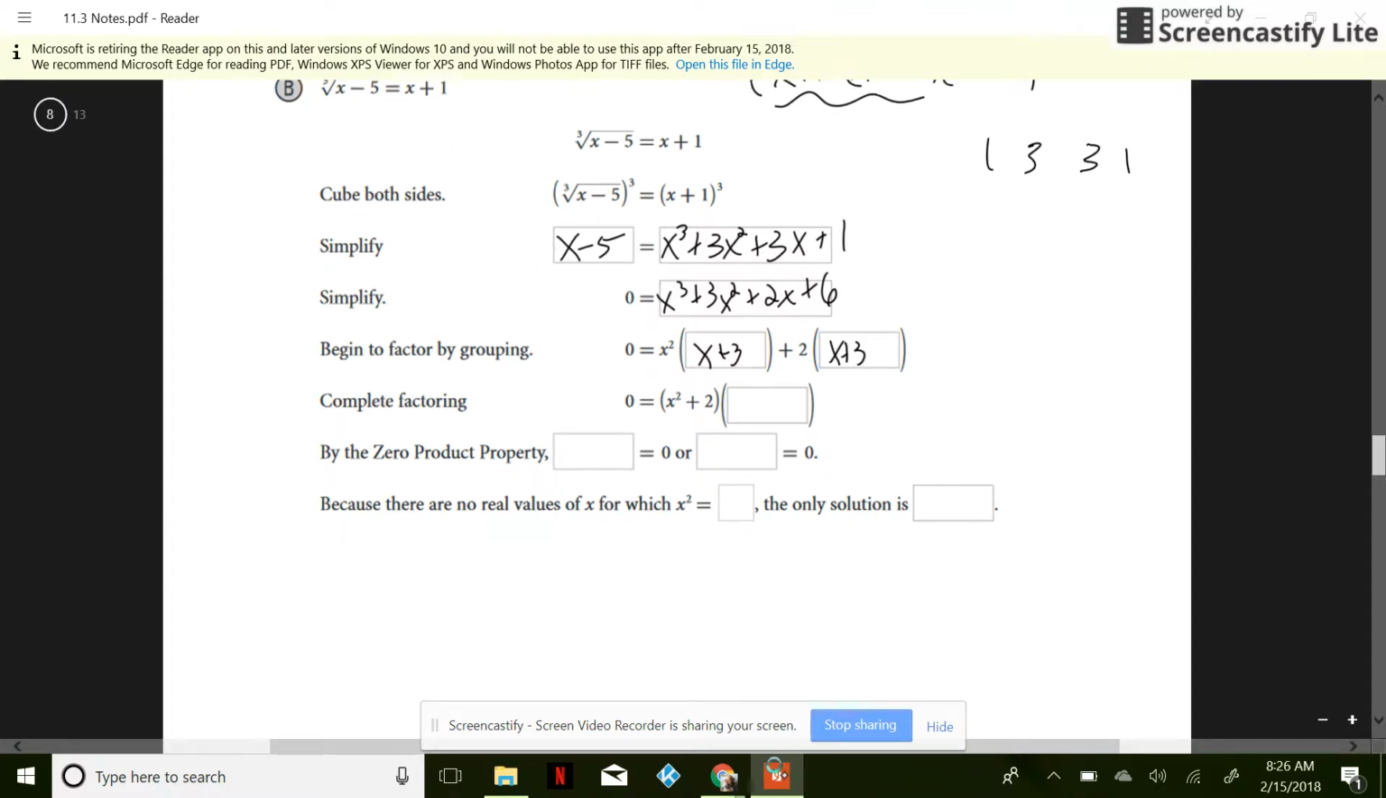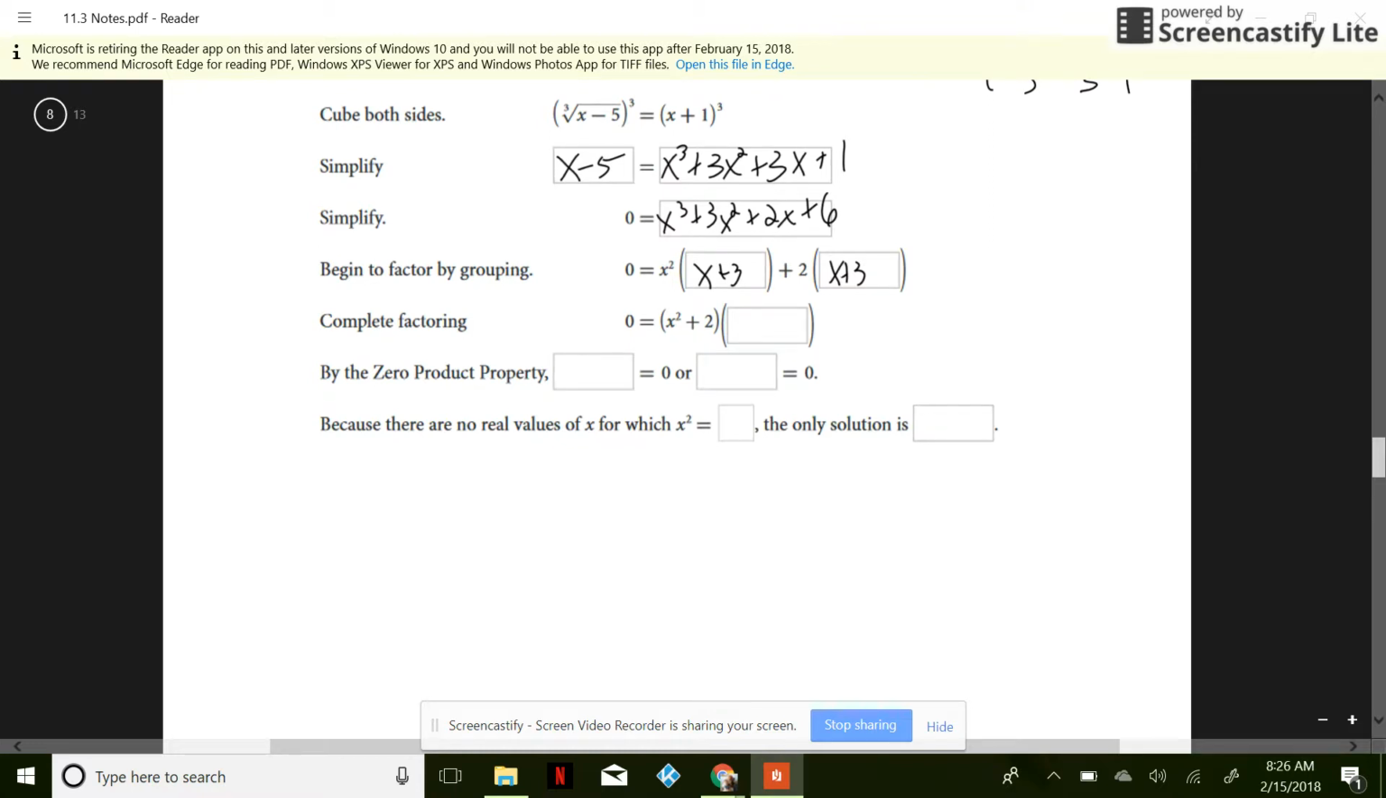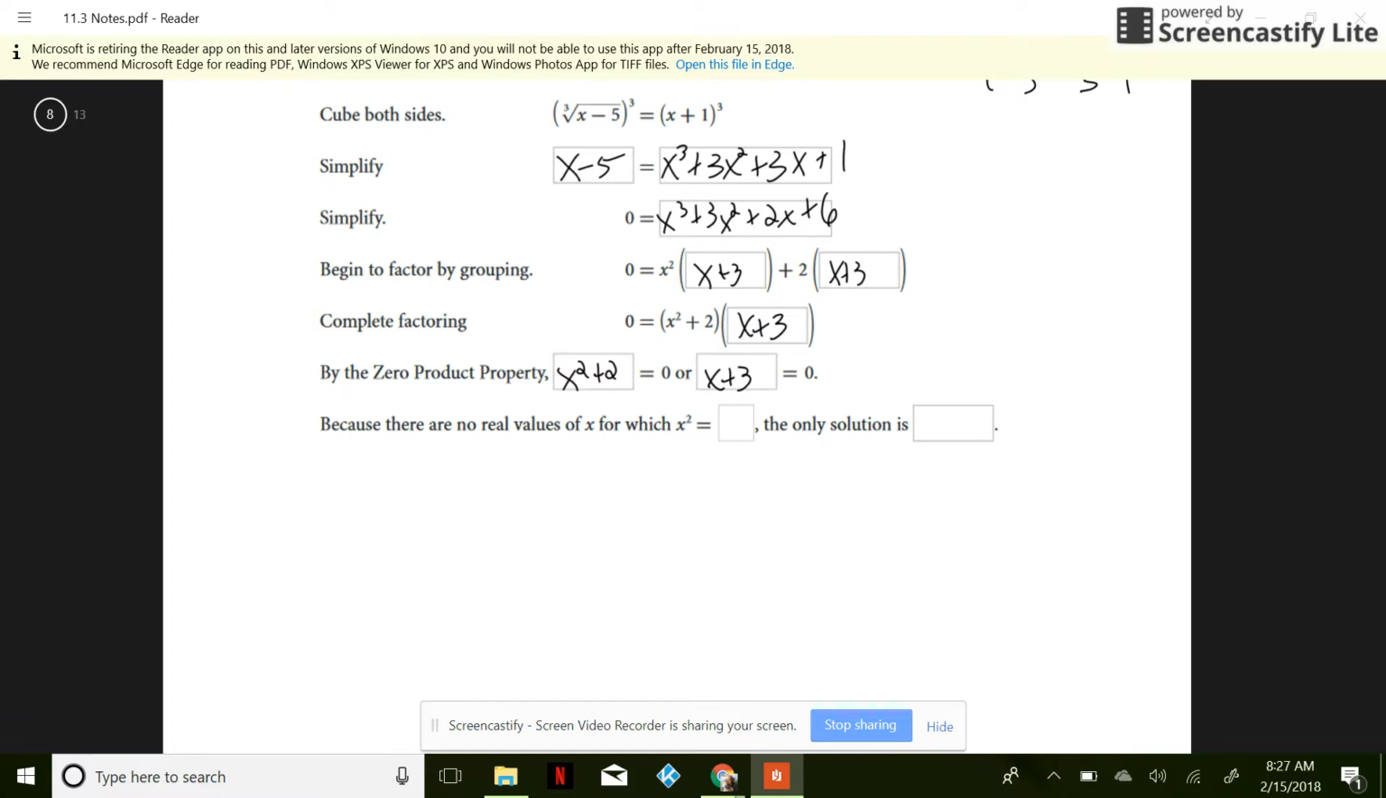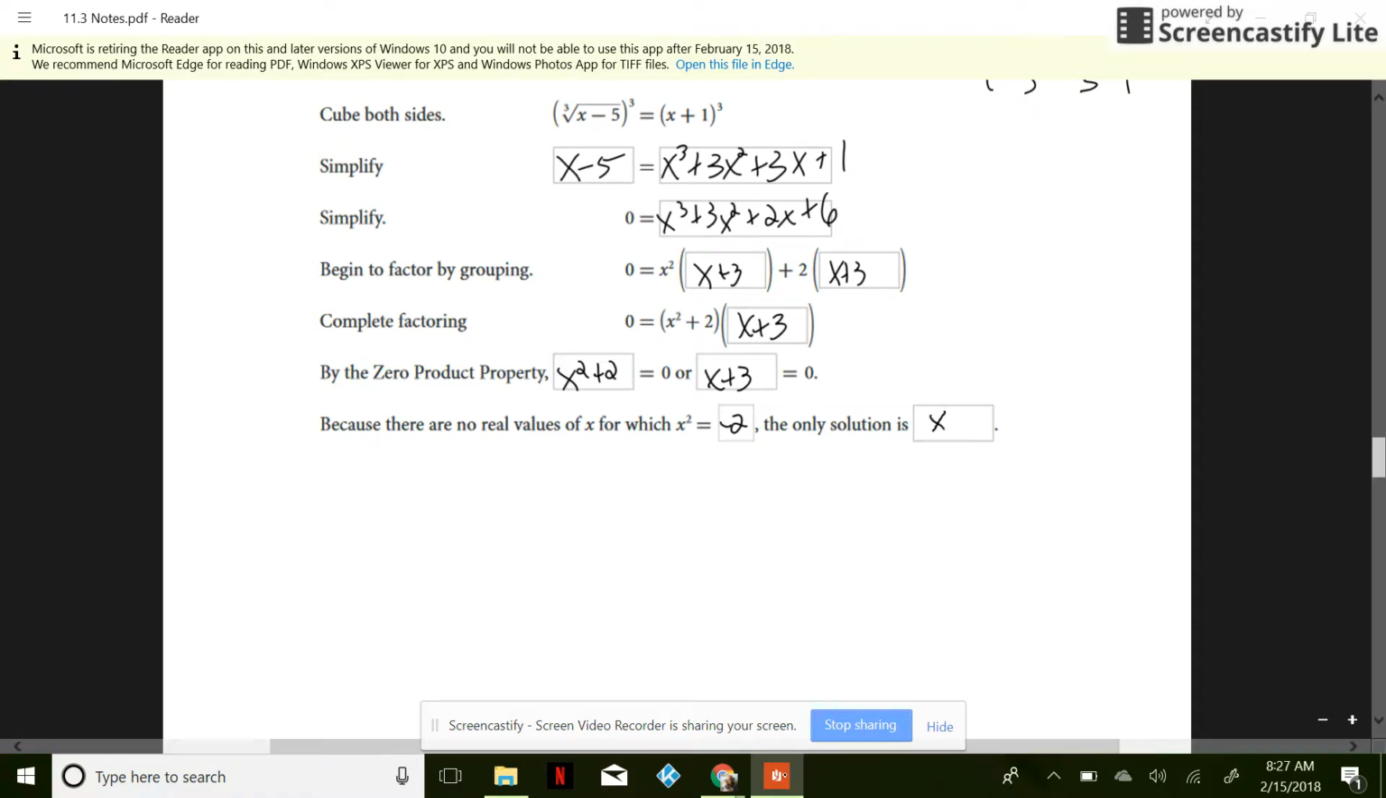That's good for us. So we can now regroup, taking the two terms you pulled out and combining them: x squared plus 2, and then x plus 3. So we can now separate this product. We'll get x squared plus 2 is equal to 0, and x plus 3 is equal to 0. If you set x squared plus 2 equal to 0, you'd end up with x squared equals negative 2. Well, something squared can't equal a negative, so that means our only solution that works is x equals negative 3.